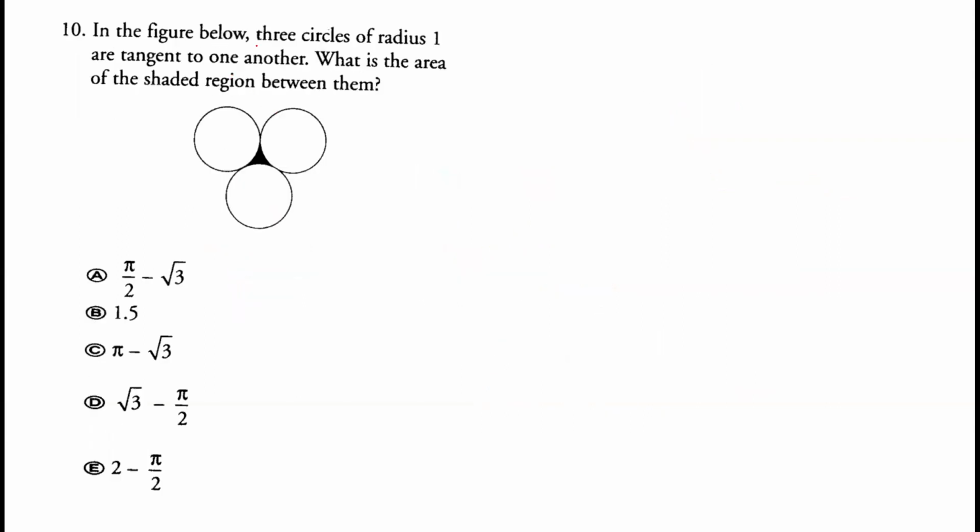Now in the figure below, 3 circles of radius 1 are tangent to one another. What is the area of the shaded region? So if we join the centers, we can have this triangle over here. So we have a triangle. So this length is 1, this length is 1, because the radius equals 1. So each side of the triangle is 2.